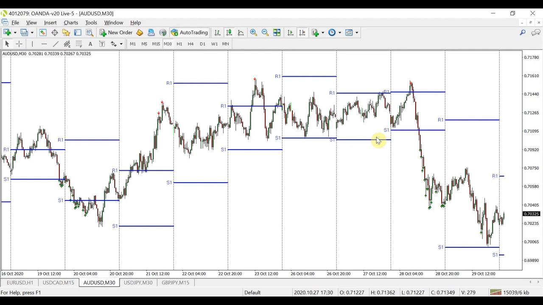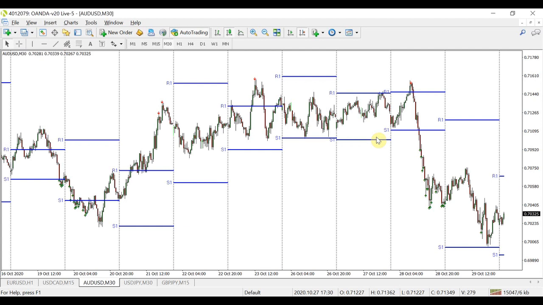So like I said, in this video we're going to be looking at R1 and S1 levels as potential take profit targets. So why am I telling you that R1 and S1 levels are potential take profit targets? Well, before I do that, let me show you what I've got on my screen.